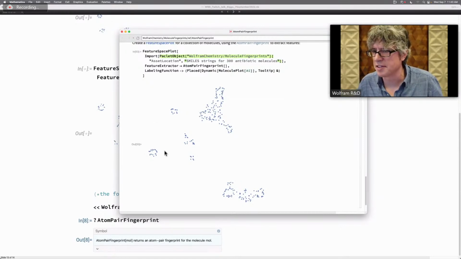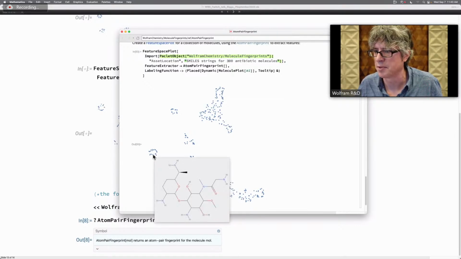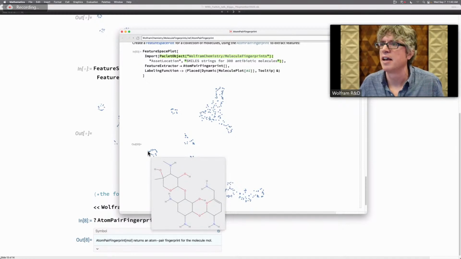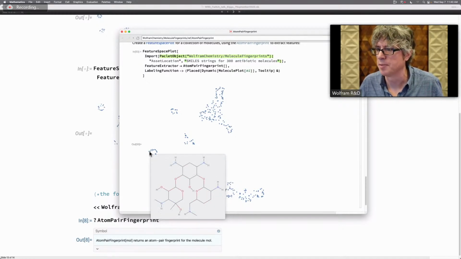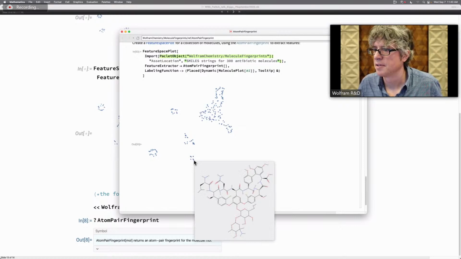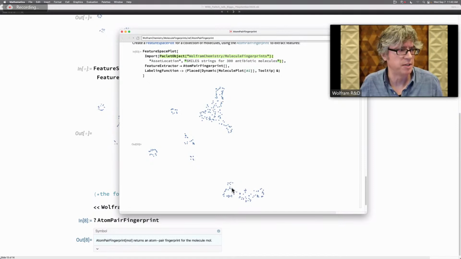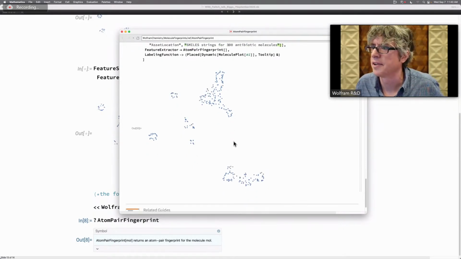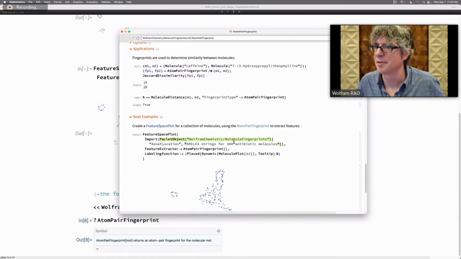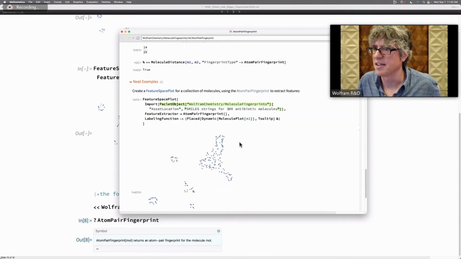So I always think these are kind of interesting, right? So we've got these clusters over here of similar molecules, and by mousing over, you can see what exactly feature space plot found to be so similar in them, right? I do believe that tooltips come across in the Zoom meeting, but you're going to have to verify that.